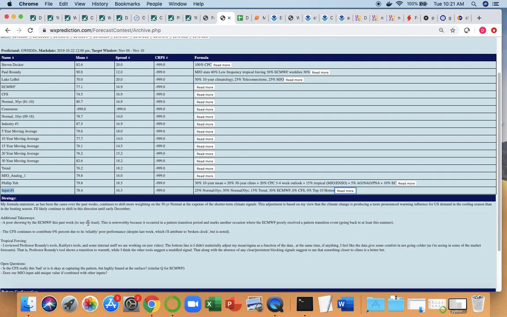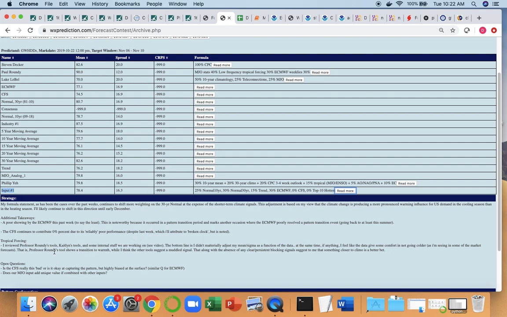A couple additional takeaways. I already addressed the EC and the poor performance here. The CFS, interesting, one of the studies that one of the folks who's involved in the forecast contest is doing shows that the CFS actually over the last several months has had a negative correlation with skill. So that's probably enough said about that.